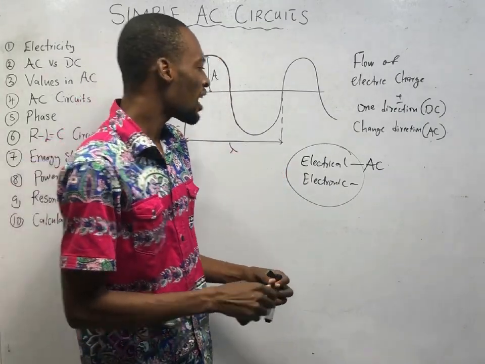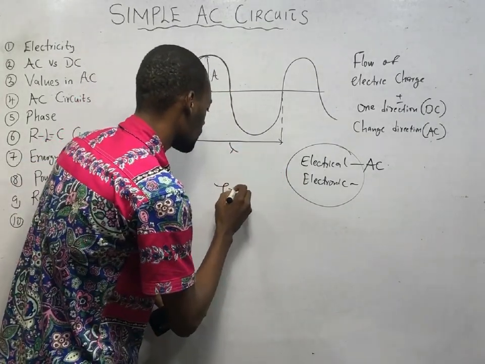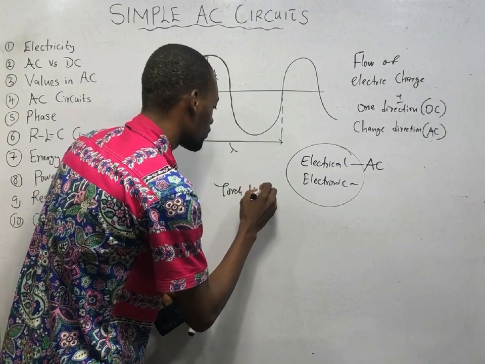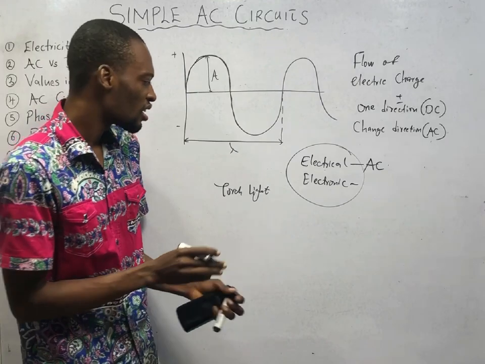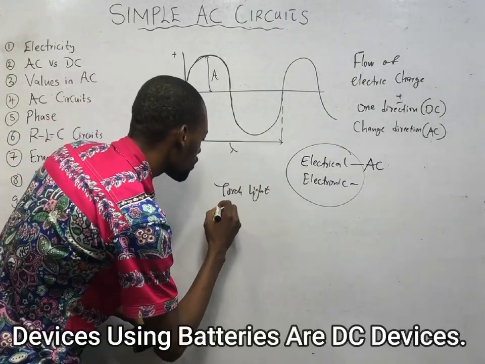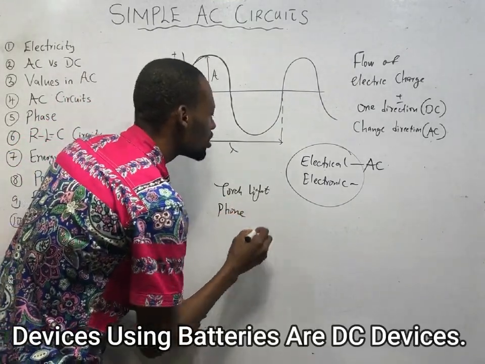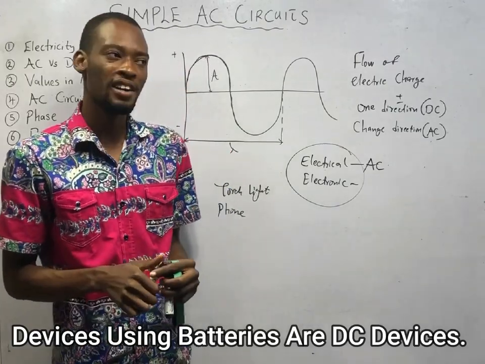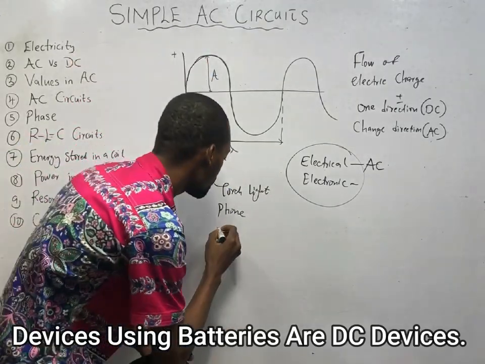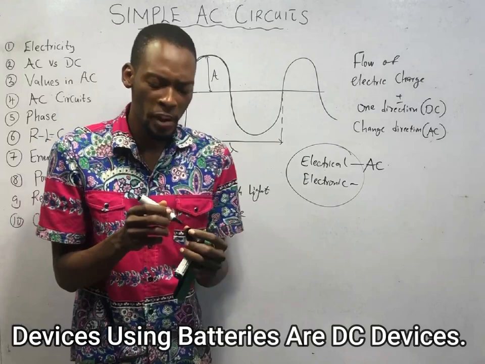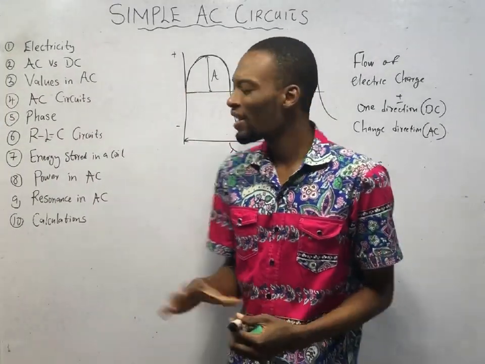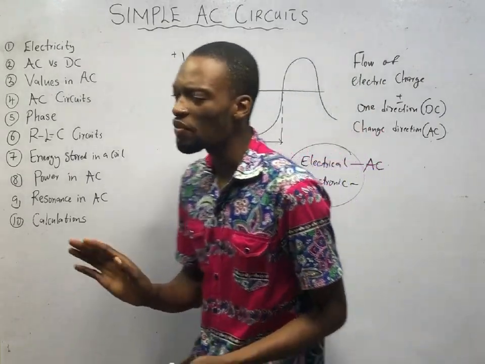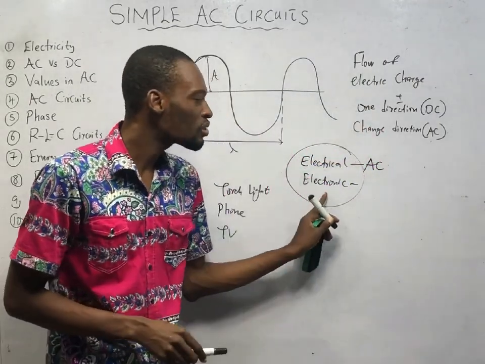Now, when you have your torchlight, the torchlight makes use of direct current. Now, how about your phone? Your phone makes use of direct current. How about your TV? Your TV makes use of direct current. Your television or electronics, they don't make use of alternating current. They prefer to use direct current.